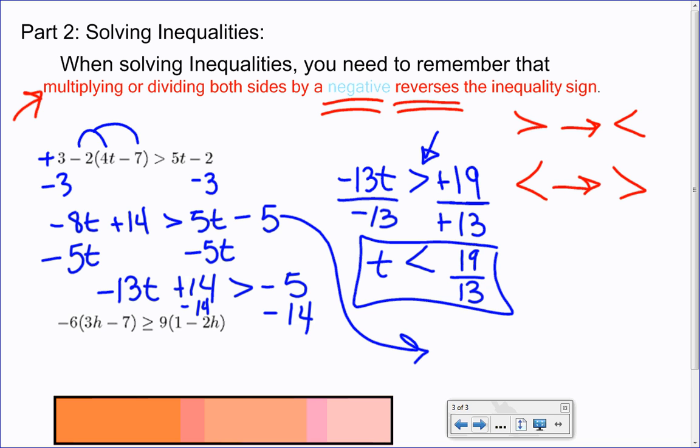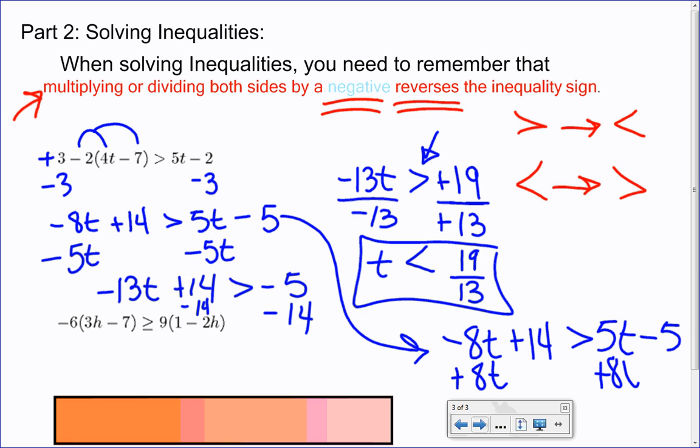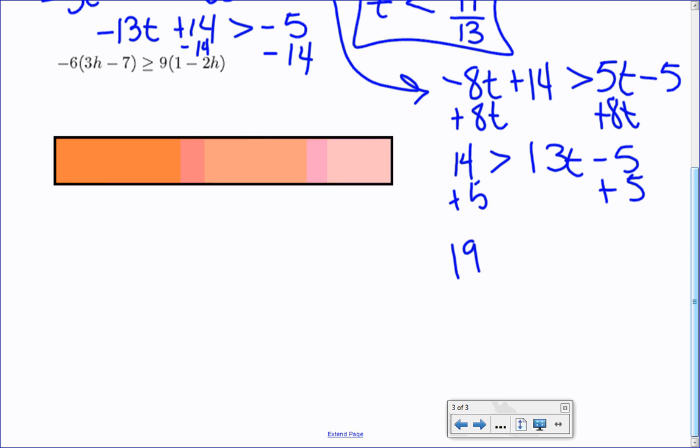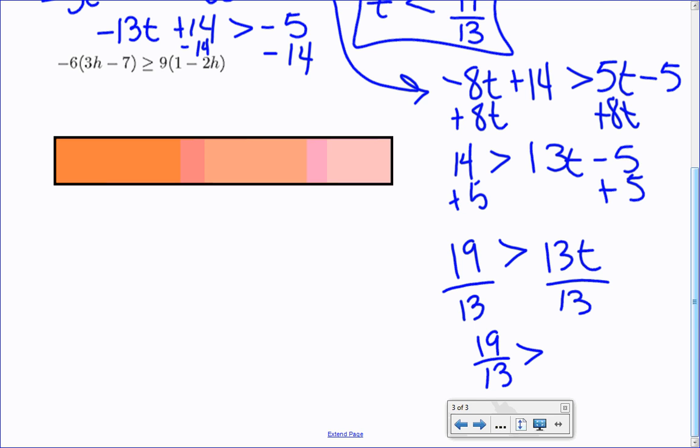From this step, by the way, if we had simply added 8t to the other side, we get 14 is greater than 13t minus 5, right? And then we can add 5. So we get 19 is greater than 13t. If you divide by a positive number, you don't change the sign. It's just like normal. So 19 over 13 is greater than t.